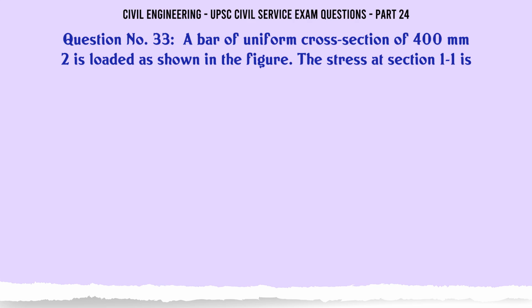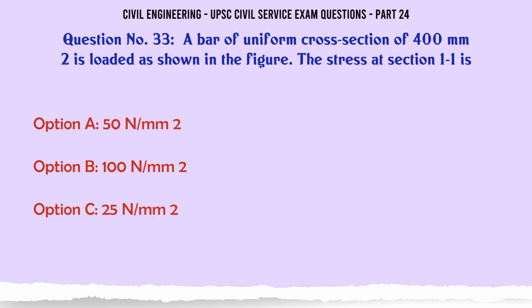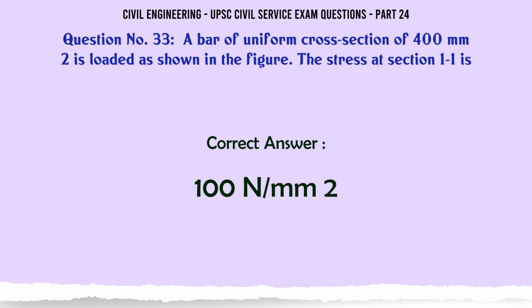A bar of uniform cross-section of 400 mm² is loaded as shown in the figure. The stress at section 1 is A 50 N/mm², B 100 N/mm², C 25 N/mm², D 200 N/mm². The correct answer is 100 N/mm².